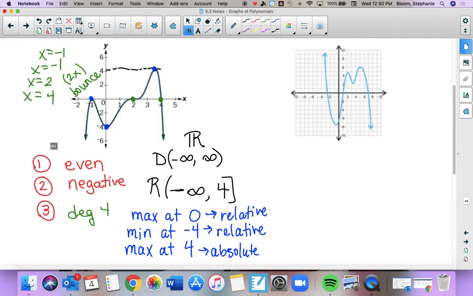Okay, this is a good question: why is this not a max or a min? Can anybody explain that?